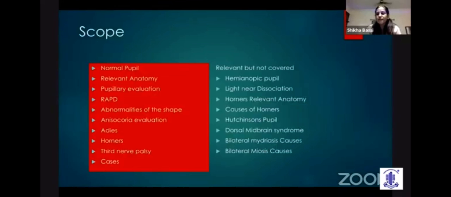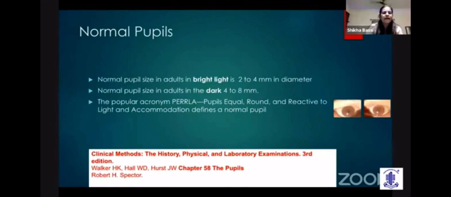Pupillary disorders include all this, but I'm going to cover the important points which I felt were important, given in the red box. Now, the normal pupils are described by the acronym PERLA, which means pupils equal, round, and reactive to light and accommodation. Usually 2 to 4 millimeters in diameter in bright light, and in dark 4 to 8 millimeters.